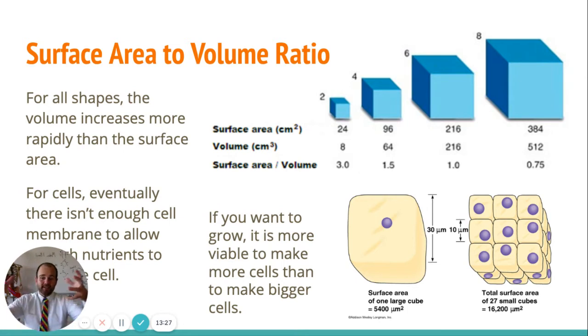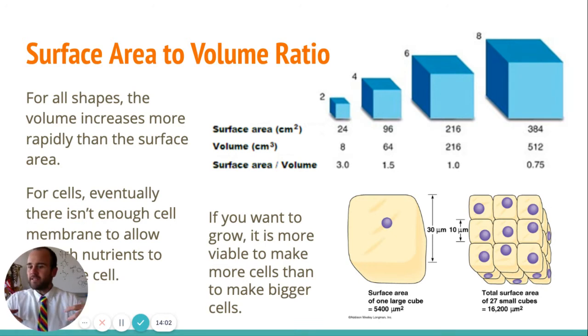Now remember, volume is everything that's inside, everything that needs to be supported by those nutrients. Surface area is your ports of entry. So even though surface area is getting bigger, it's increasing at a slower rate than what you have inside. And so if you want to grow as a cell, it makes more sense to just make more cells than to get bigger. And this is going to be the big evolutionary step for why single-celled life grew into multicellular life. Because cells hit a ceiling of how big they could get.